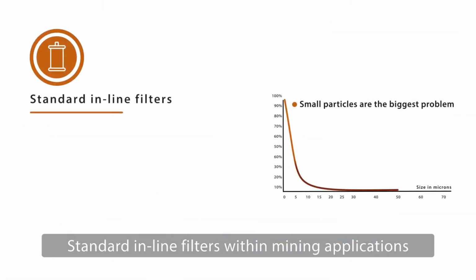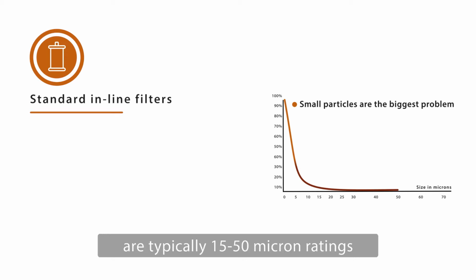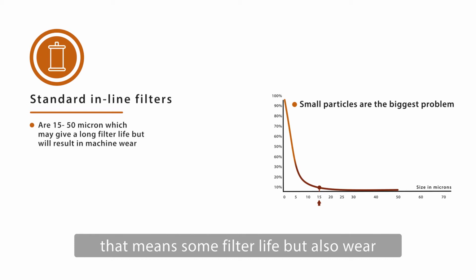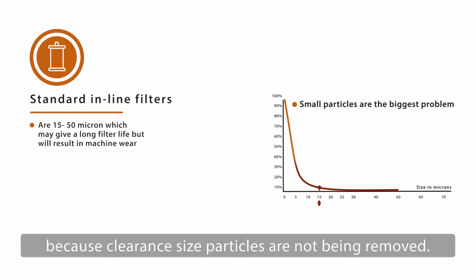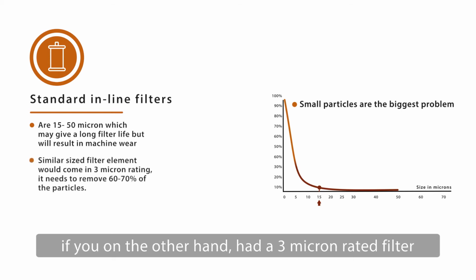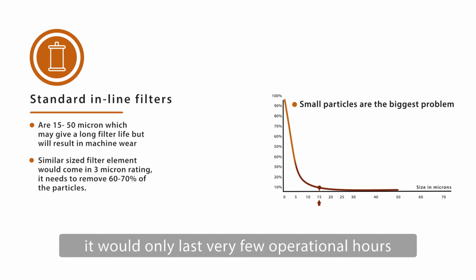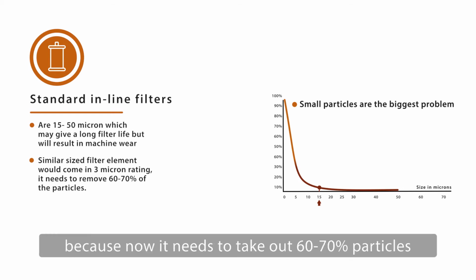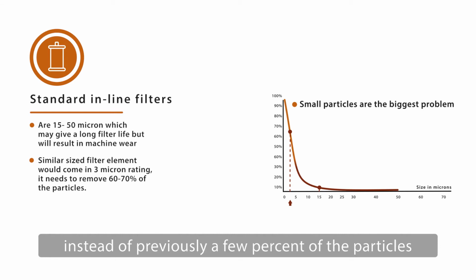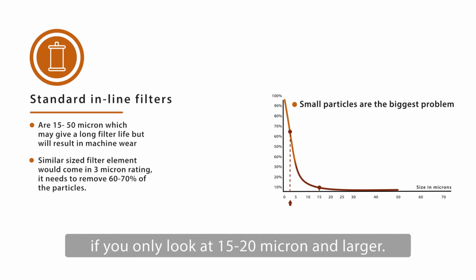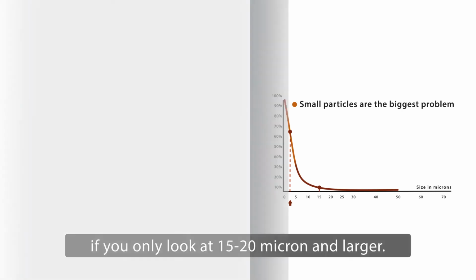Standard inline filters within mining applications are typically 15 to 50 micron ratings. That means some filter life, but also wear, because the clearance size particles are not being removed. If you, on the other hand, had a 3 micron rated filter in the same size, it would only last very few operational hours, because now it needs to take out 60 to 70% of the particles instead of previously a few percent, of the particles if you only look at 15-20 micron and larger.